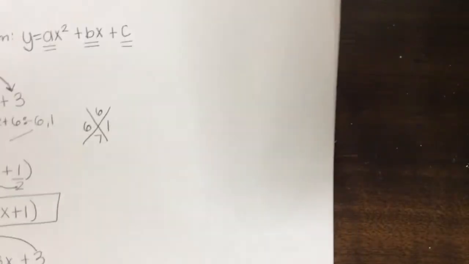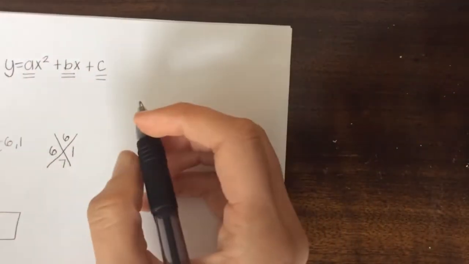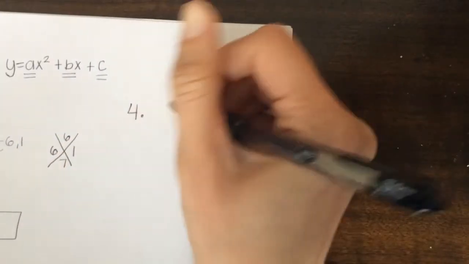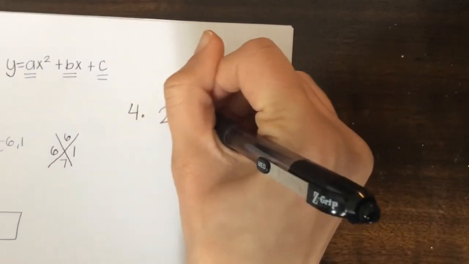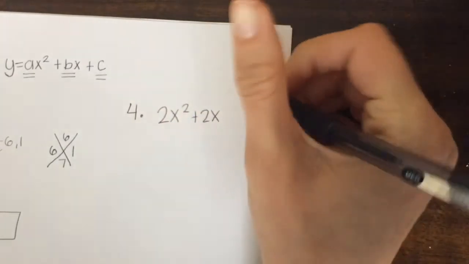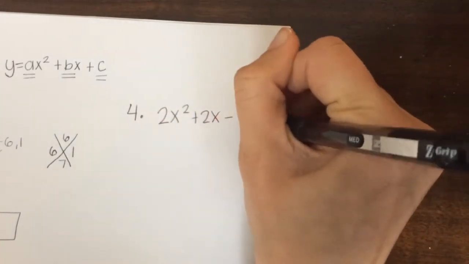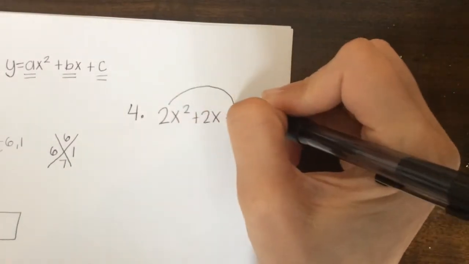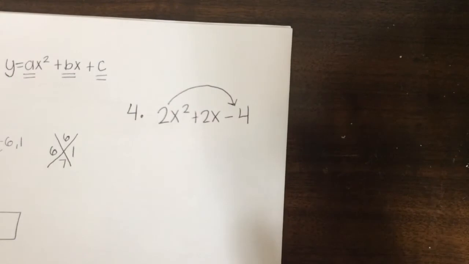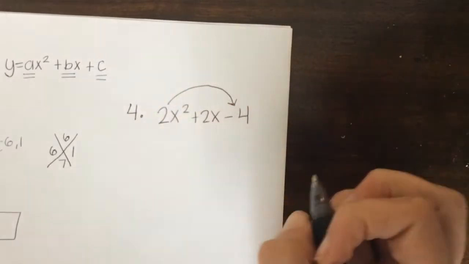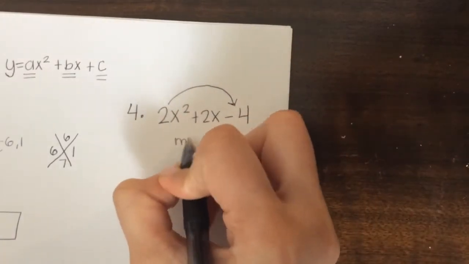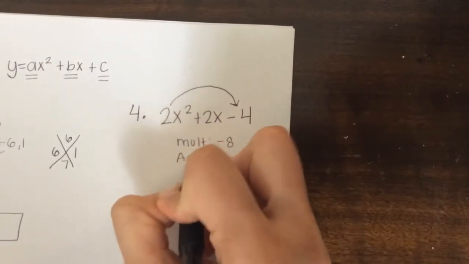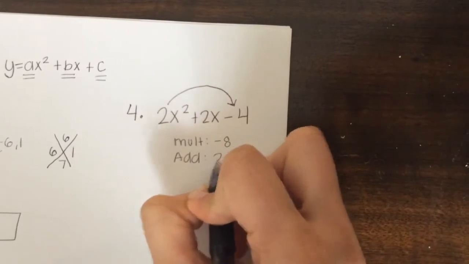Okay, I'm going to do one more example with you. Okay, 2x squared plus 2x minus 4. Slip the 2 to the back. So 2 times negative 4 is negative 8. So I'm looking for things that multiply to give me negative 8, that add to give me a positive 2.